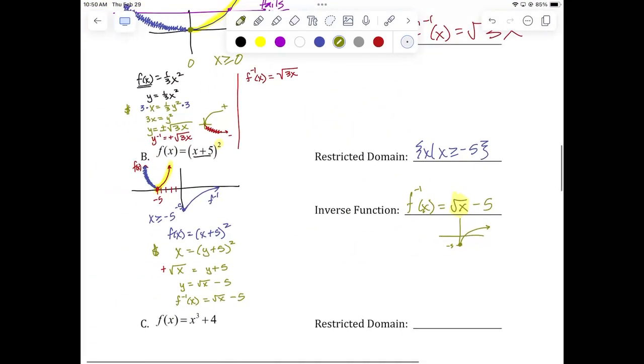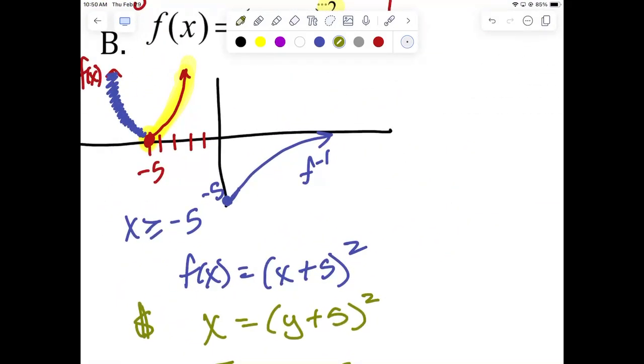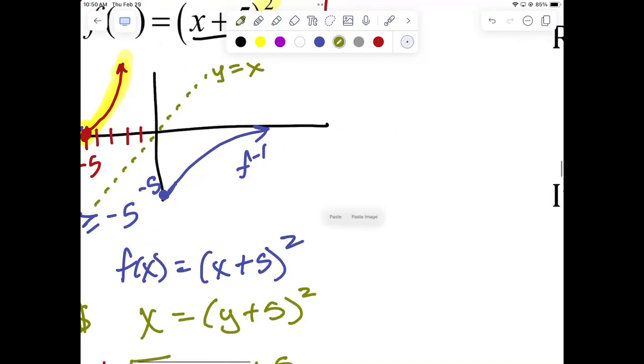So if you wanted to sketch it over here, I already had it partially sketched, doing it by reflecting it across that line. But once you find the inverse, you can actually sketch it and then see, oh yeah, they end up being reflections across that line.